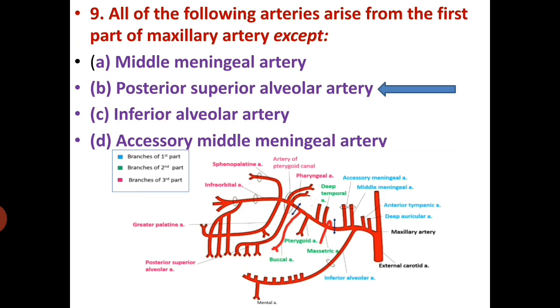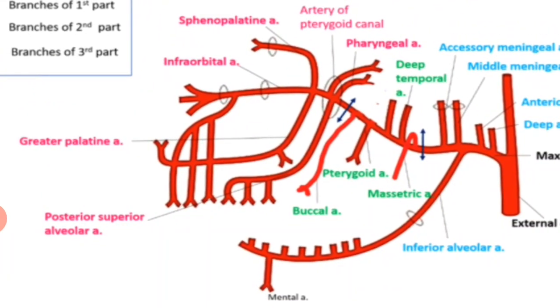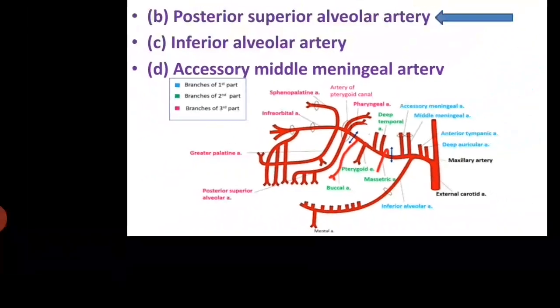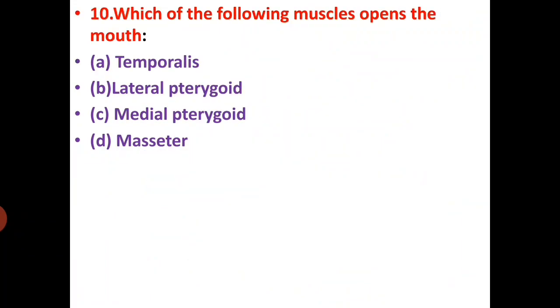In the first part you can see middle meningeal artery, accessory middle meningeal artery and inferior alveolar artery. These are the branches, whereas posterior superior alveolar artery is a branch of the third part. So the answer is posterior superior alveolar artery. So which of the following muscles opens the mouth? Temporalis muscle, lateral pterygoid muscle, medial pterygoid muscle and masseter muscle.